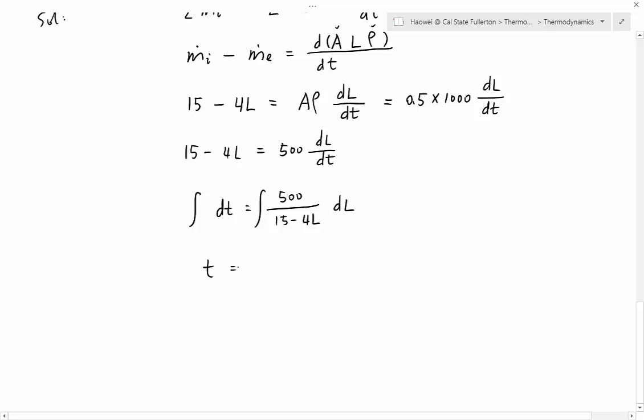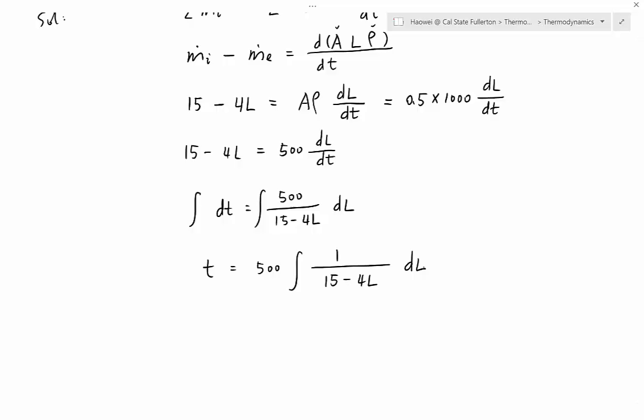And then let's do the right hand side. So first of all, 500 is constant. You can pull it out. 500 integral 1 over 15 minus 4L times dL. Okay, so now let's continue.